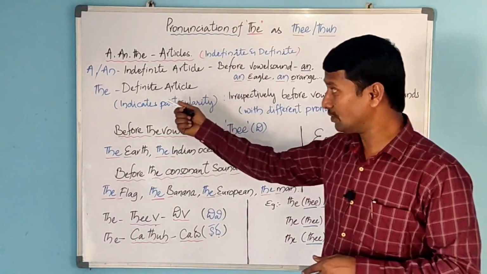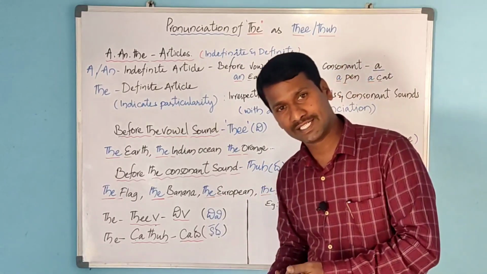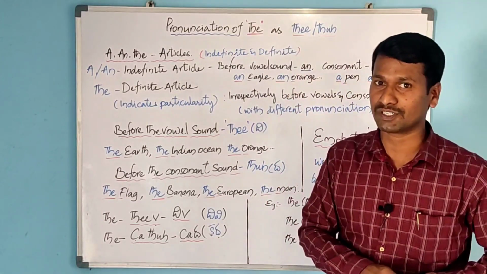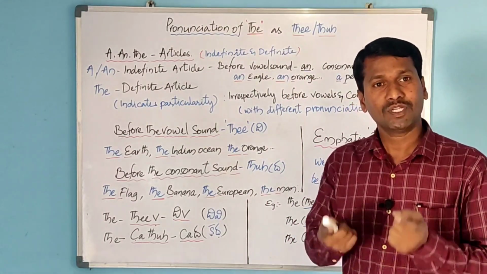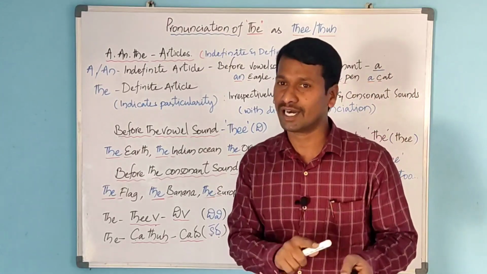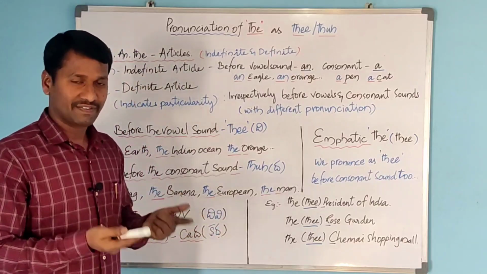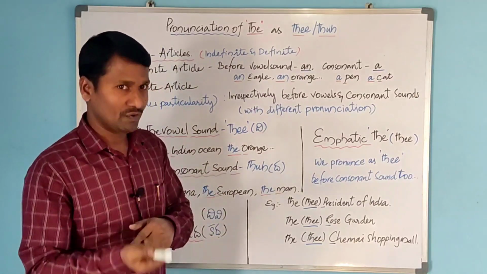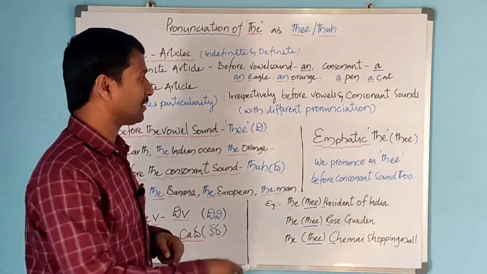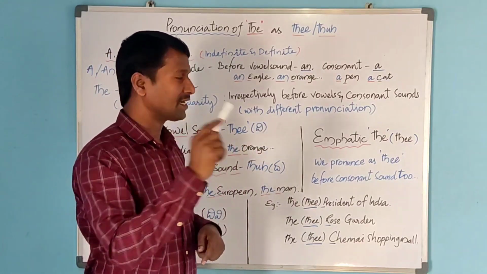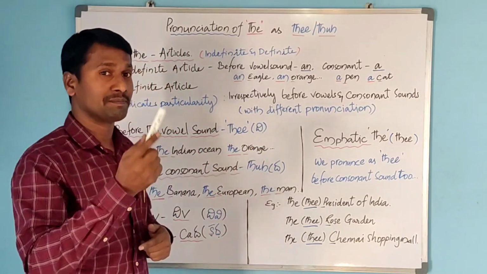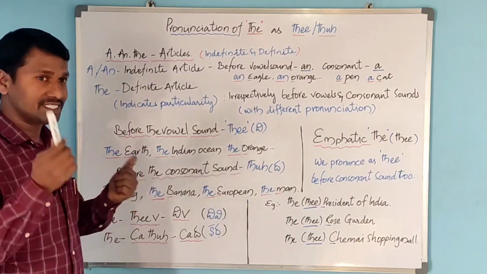The definite article "the" is used before vowel sounds as well as consonant sounds. But when we use it before vowels and before consonants, it changes its pronunciation. So we can use the definite article "the" before vowels and consonants, but remember that the pronunciation differs. Pronunciation changes. Let's see how.